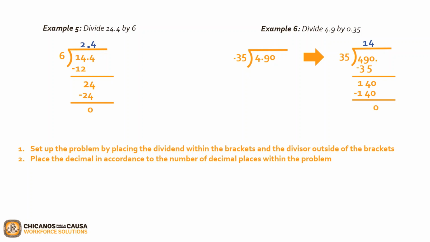Now, the final step is to add in the decimal point. So we can go ahead and put the decimal point exactly where it is within the 490. So essentially we're just going to be moving up this decimal point right after 4, giving us a final answer of 14.